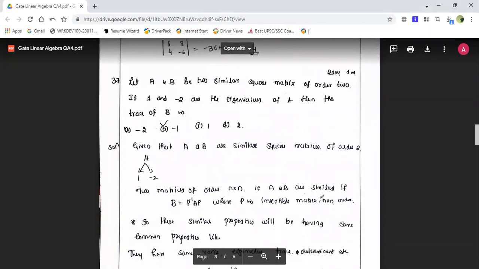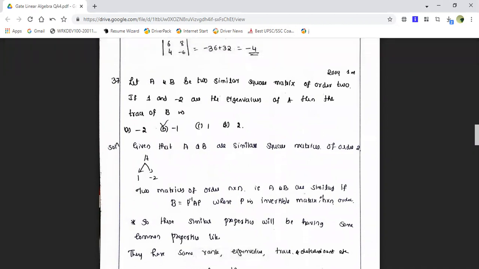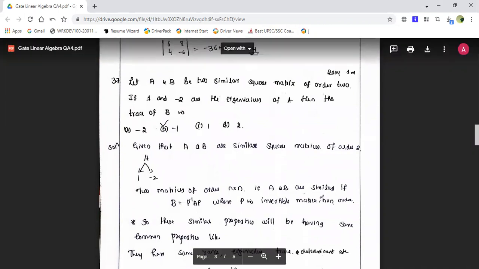Here, in this example, let capital A and B be two similar square matrices of order 2. If 1 and minus 2 are eigenvalues of A, then the trace of B is, so whatever is given, we'll see first. What they have given is that A and B are two similar square matrices of order 2. It's a 2 cross 2 matrix.